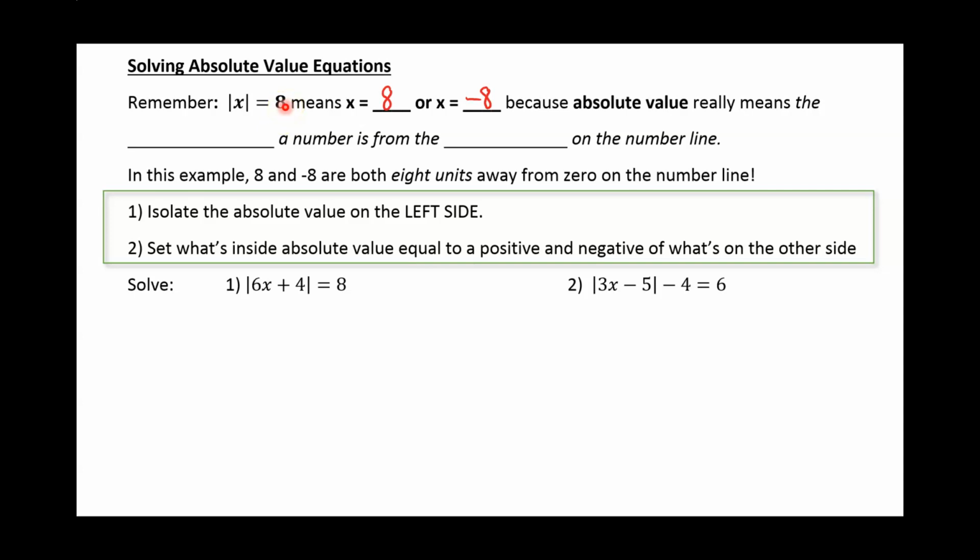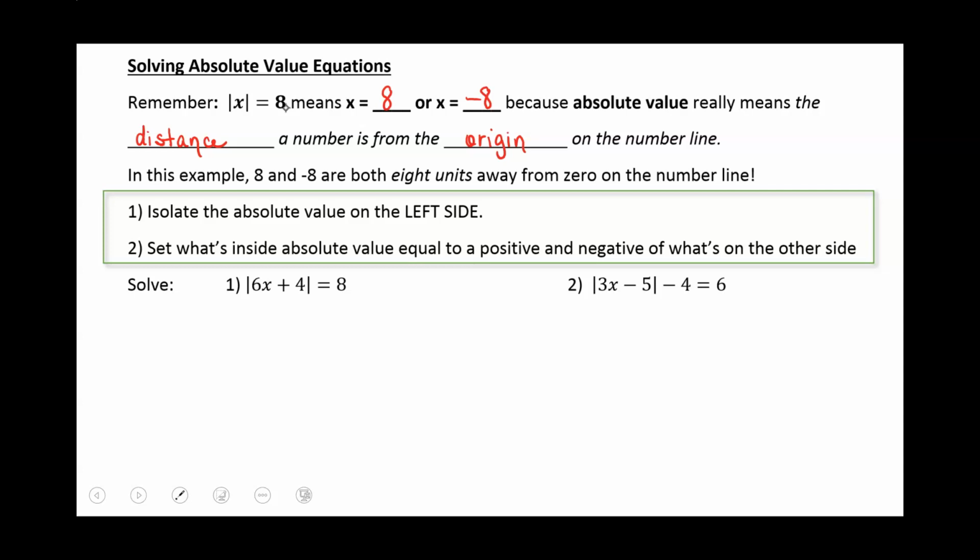Why is that? Well, absolute value really means the distance that a number is away from zero, away from the origin on a number line. So if you start at 0 and you go 8 units to the left or 8 units to the right, that is the absolute value.